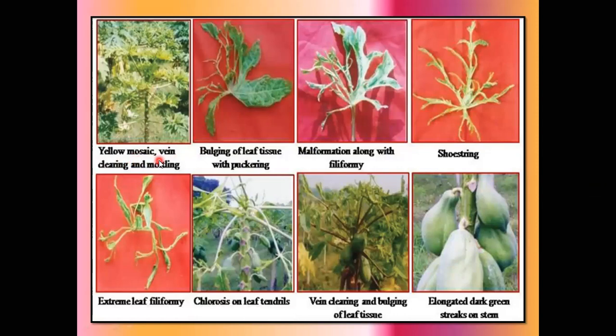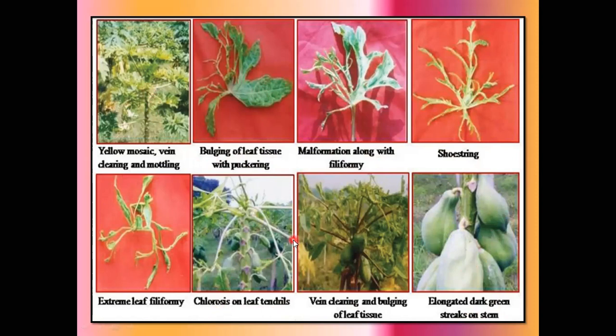In leaf mosaic, vein clearing and mottling symptoms are seen. Vein clearing means the veins of the leaf become yellow while the remaining leaf lamina stays green, or the leaf tissue bulges with puckering. Malformation along with filiformity, or shoestring structures of the leaf, comes from affected plants, or chlorosis of the leaf, or elongated dark green streaks are seen on the stem as well as the fruit.